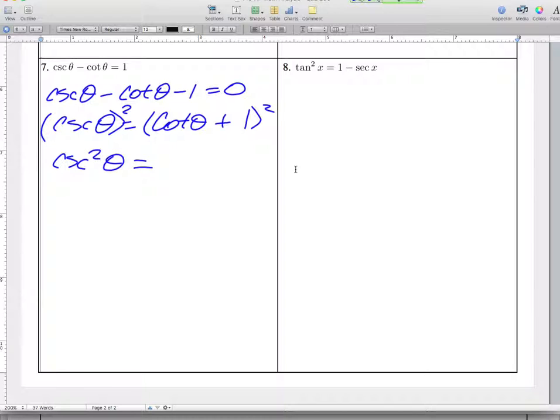I don't know how many times I've said it, but when you square a binomial, what are you going to get? A trinomial. People are still giving me binomials when you square a binomial. So I always like to square the first term, and square the last term, and then how do we get the middle term? Multiply these two together times 2. So cotangent times 1 is cotangent, times 2 gives me 2 cotangent. That's the easiest way to square a binomial.